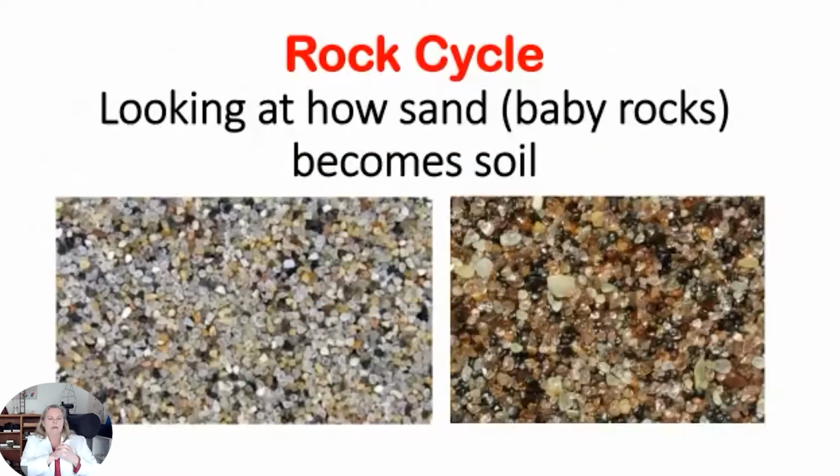Today, again, we're talking about the rock cycle. We're looking at how sand, here are two pictures of sand. We just call these baby rocks because these baby rocks came from the mother rock. So big rocks break apart into smaller pieces, continue to roll around and break apart into smaller pieces, and then finally can become soil. So just sand by itself is not a healthy environment for plants to survive.